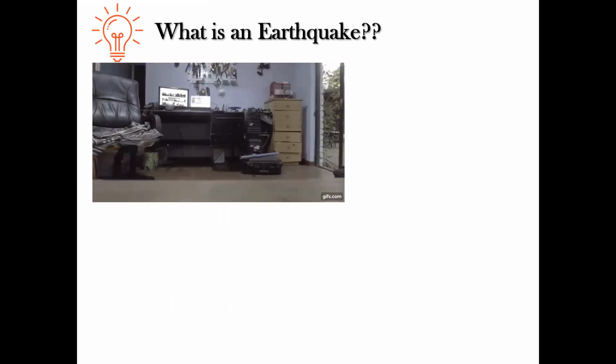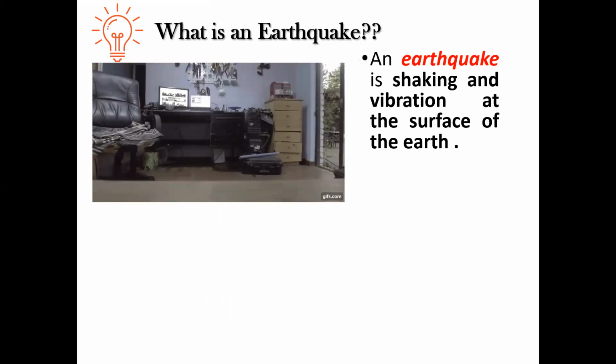Let's start with an earthquake. What is an earthquake? An earthquake is shaking and vibration at the surface of the Earth. It is a sudden tremor or the sudden shaking of the ground that is due to the released seismic waves or energy of an earthquake. Have you ever experienced an earthquake before? How do you deal with an earthquake?